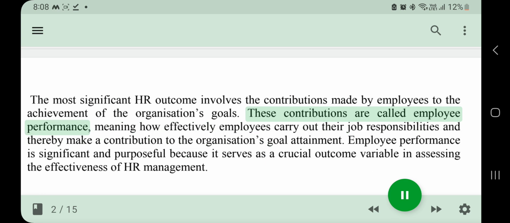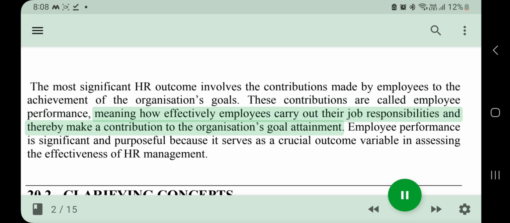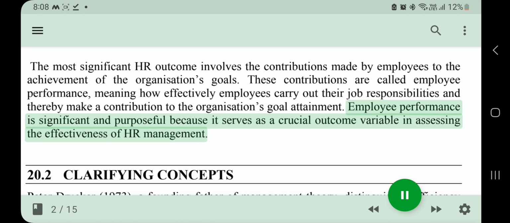These contributions are called employee performance, meaning how effectively employees carry out their job responsibilities and thereby make a contribution to the organization's goal attainment. Employee performance is significant and purposeful because it serves as a crucial outcome variable in assessing the effectiveness of HR management.